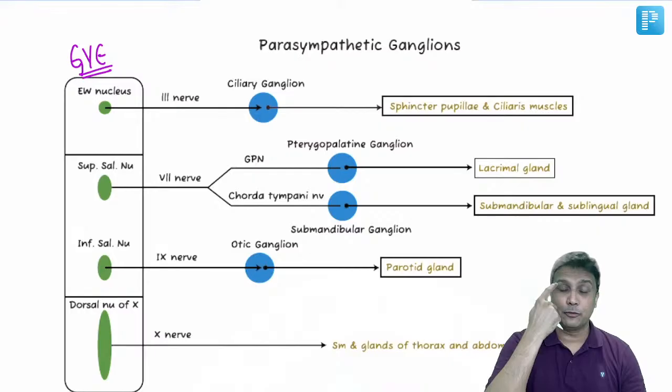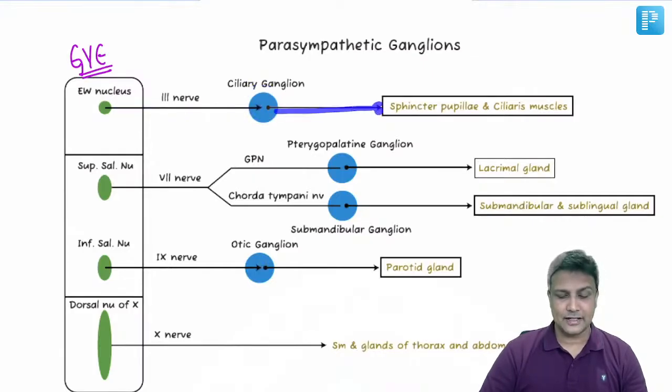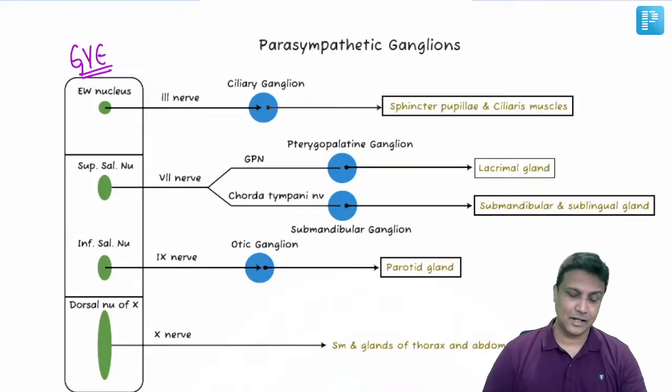Now first of all, the smooth muscles present inside the eyeball, sphincter pupillae muscle and ciliaris muscle, will be taken care of by the third nerve. Which nucleus? Edinger-Westphal nucleus. Now from here there will be the third nerve. It will be going and ending in a ganglion, that is the ciliary ganglion, and from here the short ciliary nerves will be supplying to the smooth muscles present inside the eyeball.